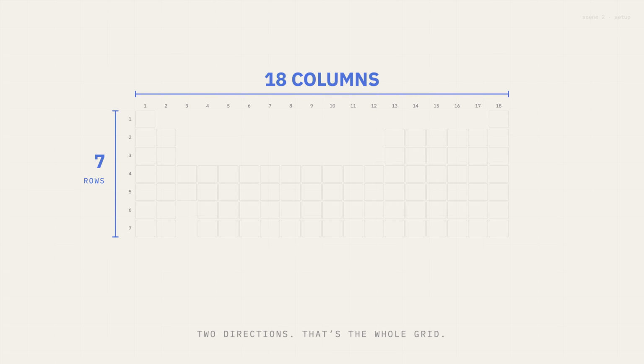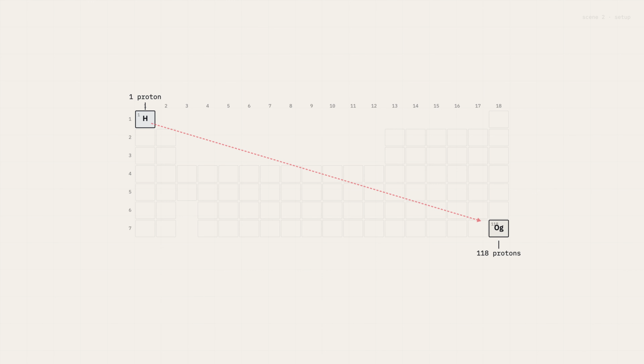That's the whole grid. Rows are called periods, columns are called groups, and each one is doing a completely different job. The whole thing is ordered by one number, protons. Hydrogen has 1 proton, sits in the corner. Oganesson has 118, sits in the opposite corner. Every step adds a proton.